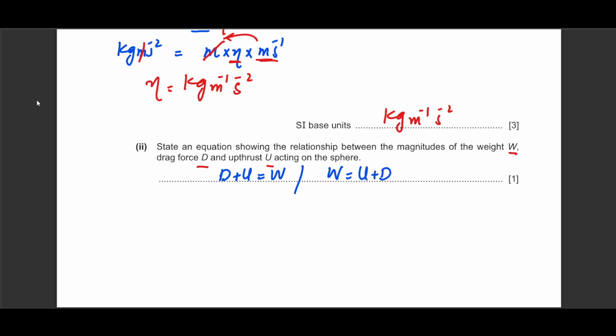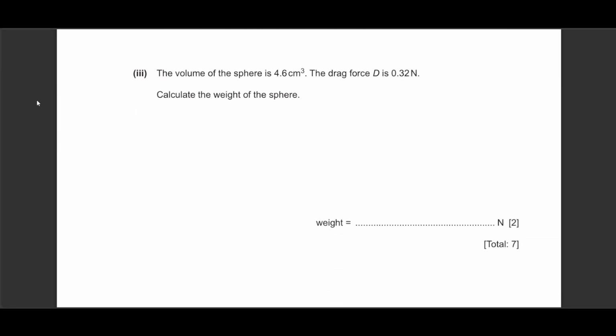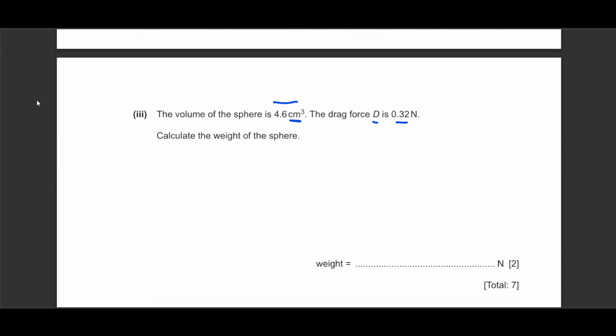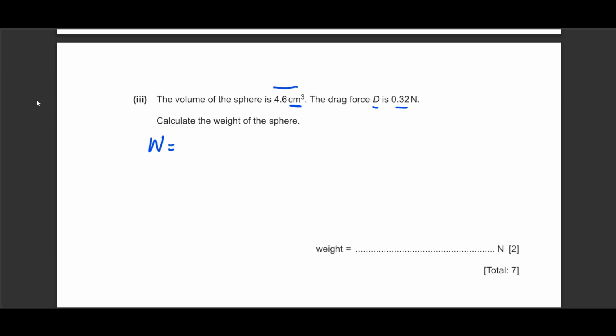Both are correct orientations. He says the volume of the sphere is this much. It's in centimeter cubed, be careful. The drag force is 0.32. Calculate the weight of the sphere. So we're going to use this equation to find the weight. Let's rewrite the equation over here: W equals upthrust plus the drag. Weight is what we need to find out. The upthrust is not given to us, but the drag is given to us.